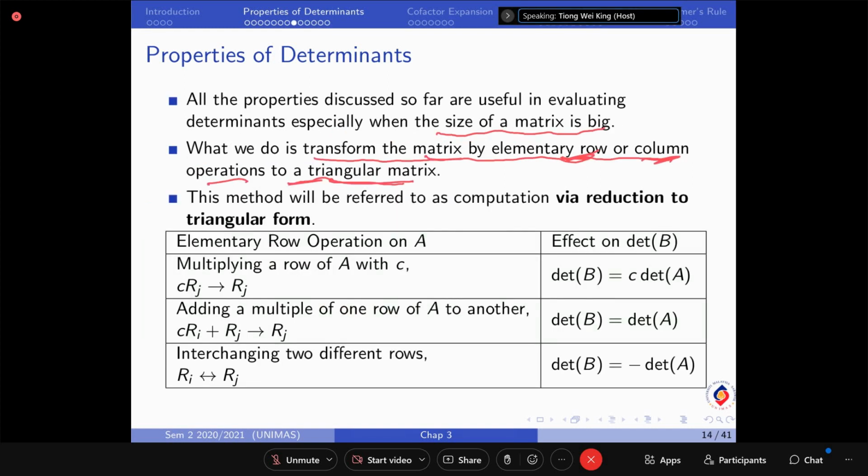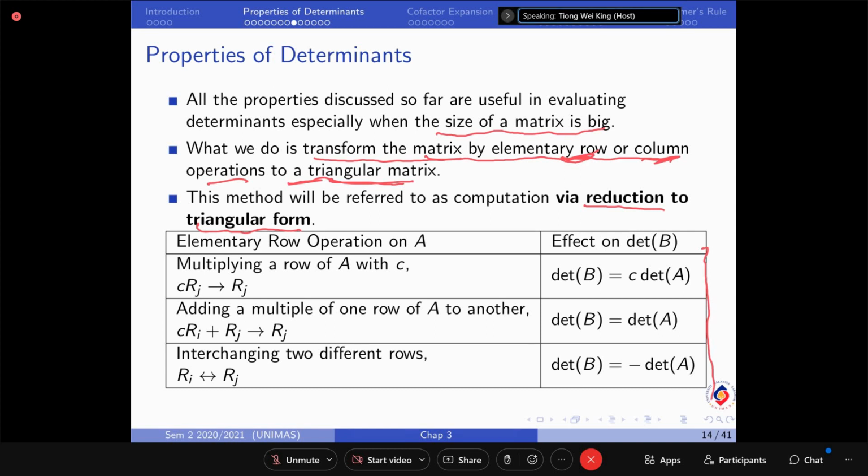Now this method is known as the reduction to triangular form. Remember the name of the method, because in the exam we will give you the name. Then you need to use this method. You cannot use the one that we mentioned in the introduction. If you use that, then 0 mark. Okay, so this is the summary.